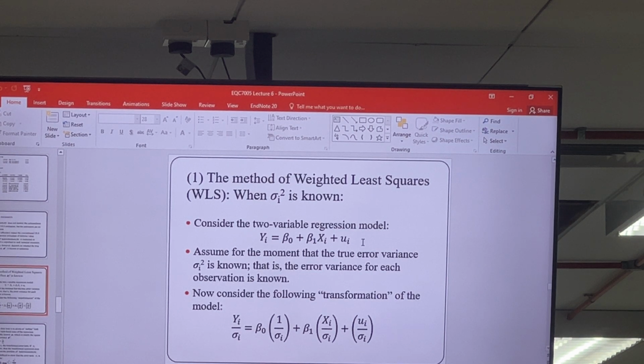So the method of weighted least squares, when the error variance sigma is known. Consider the two-variable regression model. Let's say we only have two variables, one dependent variable and one independent variable, as given here. Assume for the moment that the true error variance sigma i squared is known, that is, the error variance for each observation is known. Now consider the following transformation of the model.